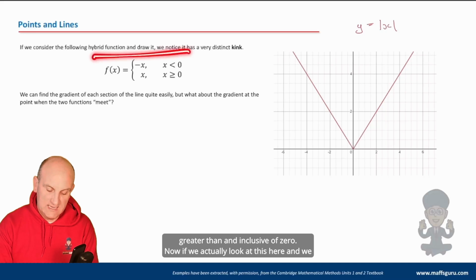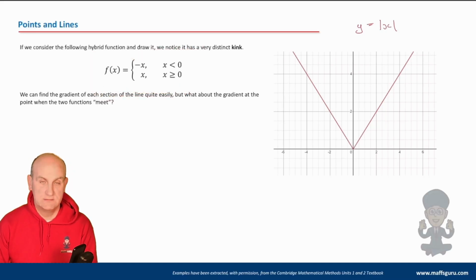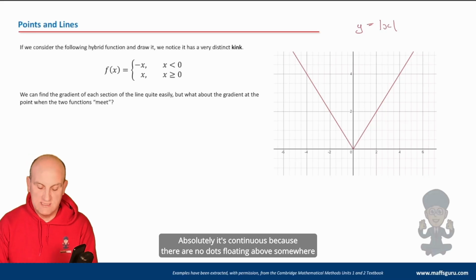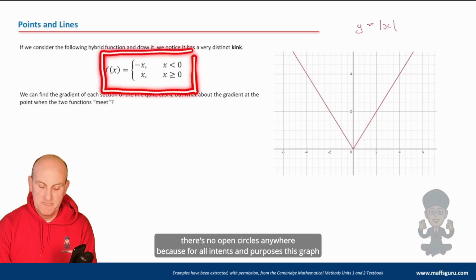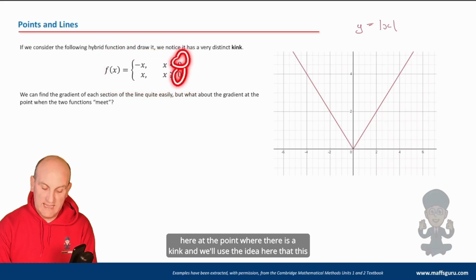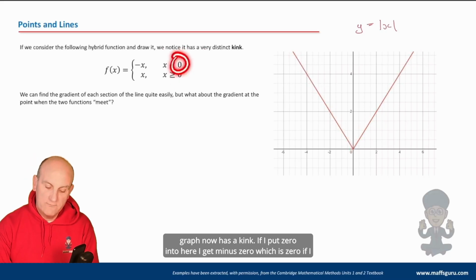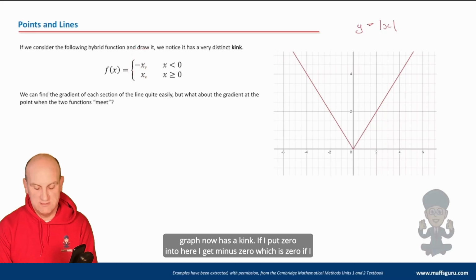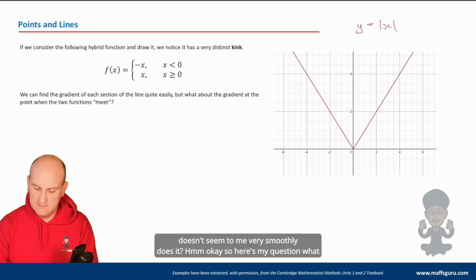Now, if we look at this and go back to what we were talking about earlier, is this graph continuous? Absolutely, it's continuous because there are no dots floating above somewhere, no open circles anywhere. At the point where there is a kink, and we'll use the idea here that this graph now has a kink, if I put 0 into here, I get minus 0, which is 0. If I put 0 into here, I get 0. So that graph will join and meet. The thing is, it doesn't seem to meet very smoothly, does it?